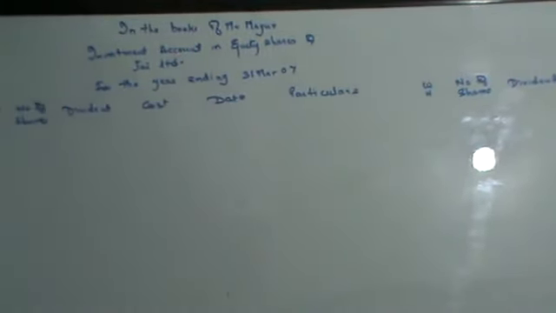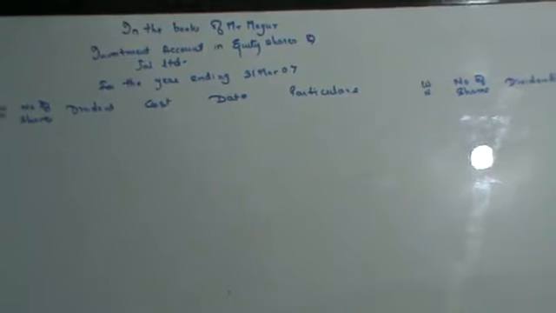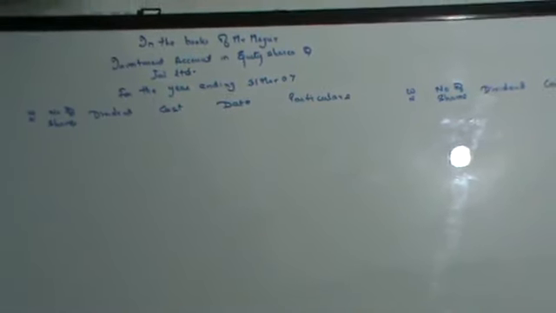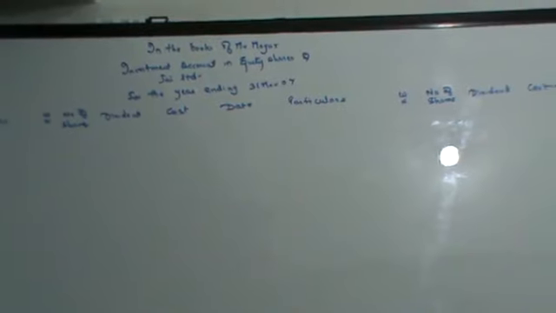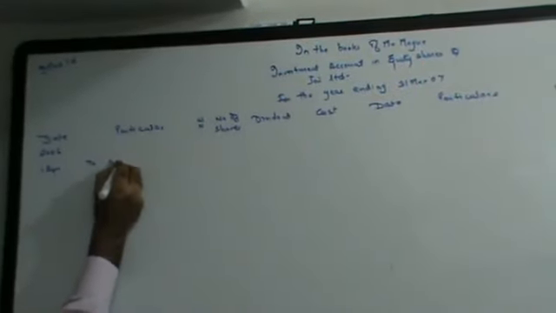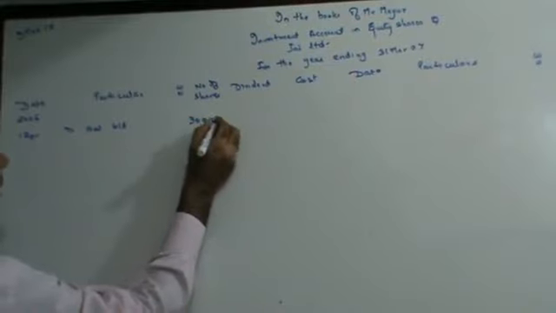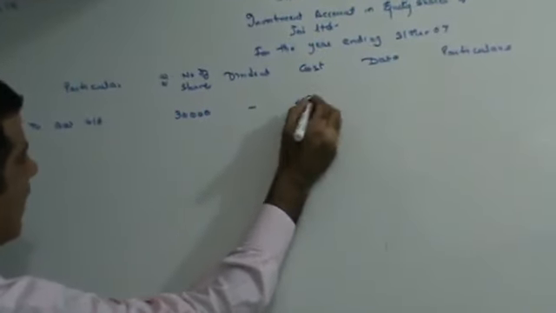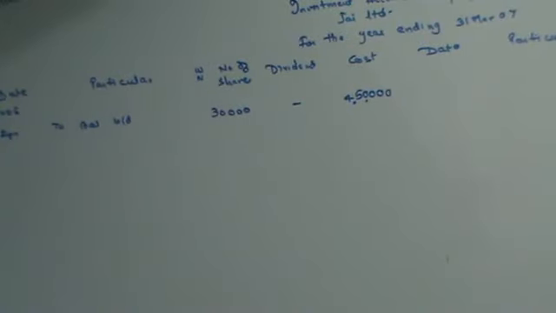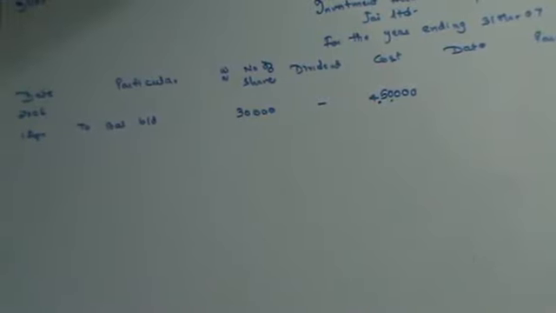On 1st April 2006, Mr. Mayur had 30,000 equity shares in J Limited of book value of 4,50,000. Right, let's see this on 1st April 2006. 1st April, balance brought down. He had 30,000 shares, the cost of which was 4,50,000.